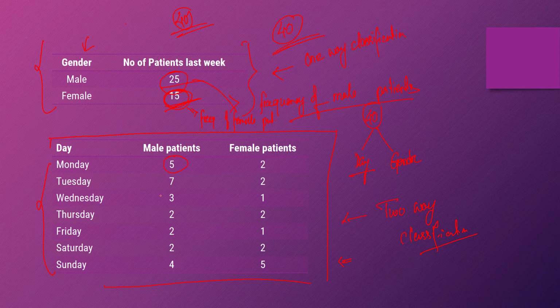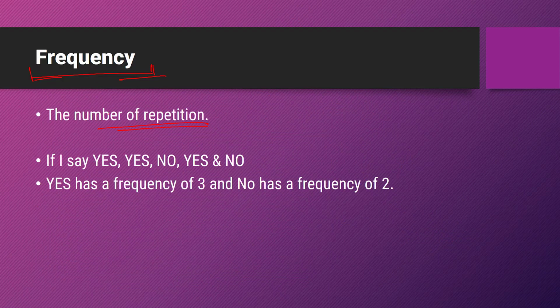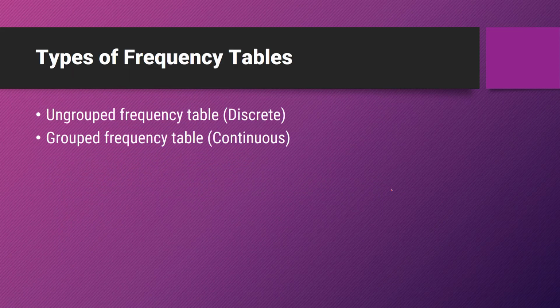Similarly, this 5 will represent the frequency of male patients on Monday, right? 2 represents frequency of female patients on Monday, and so on. So in short, frequency is number of repetition. For example, if I say yes, yes, no, yes and no, in this case yes is repeated 3 times, right? That's why yes has a frequency of 3. And no is repeated 2 times, that's why no has a frequency of 2. Okay, so frequency is number of repetition.